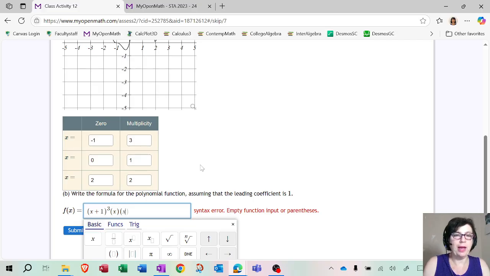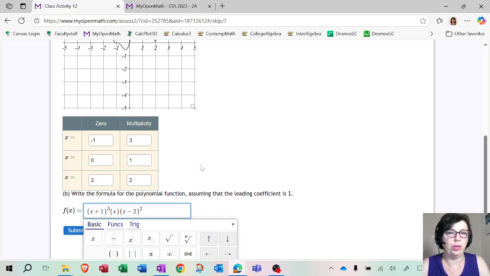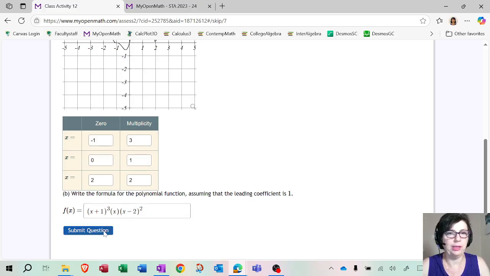The next one is going to be x minus 2. Again, the reason it's minus is because if you set that factor equal to 0, you will get 2 for your solution. So it's like the opposite, right? And we raise it to the power 2. Okay, so that looks like it's what we got.